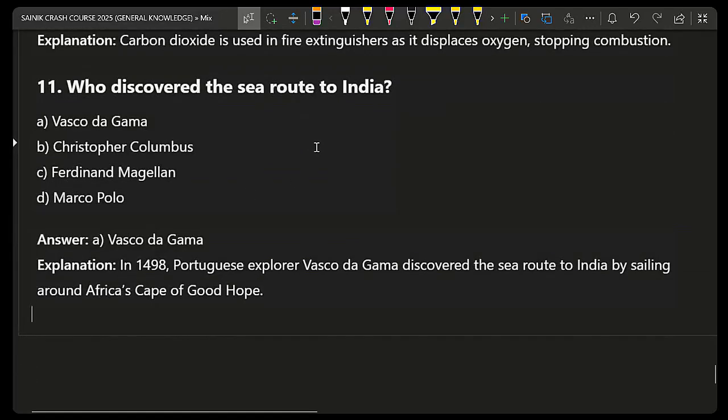In 1498, Portuguese explorer Vasco da Gama discovered the sea route to India by sailing around Africa's Cape of Good Hope. So he traveled through that route and reached India. So he is the first to find the sea route to India. Who is the explorer? What is the explorer's name? Vasco da Gama. He is a Portuguese explorer. He found that route in 1498. That is option A. So 14 votes are received for option A. Maximum students gave the correct answer.